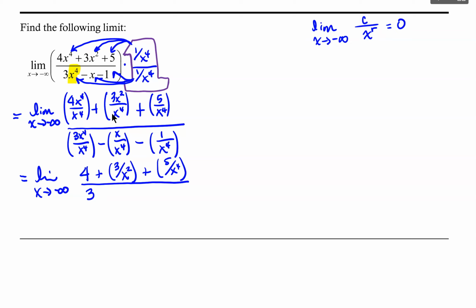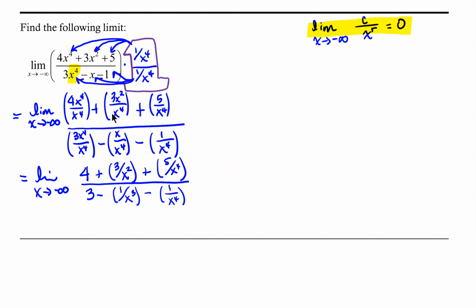Minus x over x to the 4th can simplify. That becomes 1 over x cubed, and then minus 1 over x to the 4th, which can't be simplified. Now, as we take a limit as x approaches negative infinity, this property of ours becomes important.